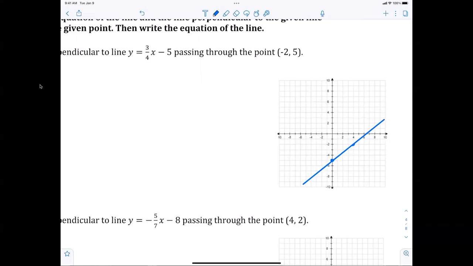And then graph -2, 5. Now, who knows perpendicular? What's the word perpendicular mean? Tell me, Sophia. It's like the intersection. You are exactly correct. So now I want everyone to try to draw a line that's perpendicular to the blue line that passes through that red dot. Try to draw a line perpendicular to the blue line passing through the red dot.